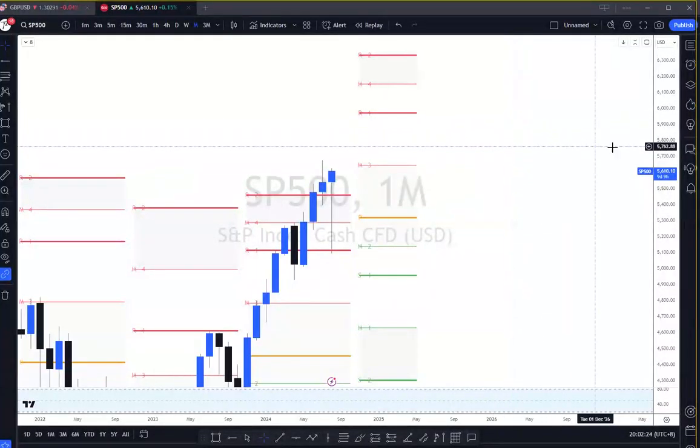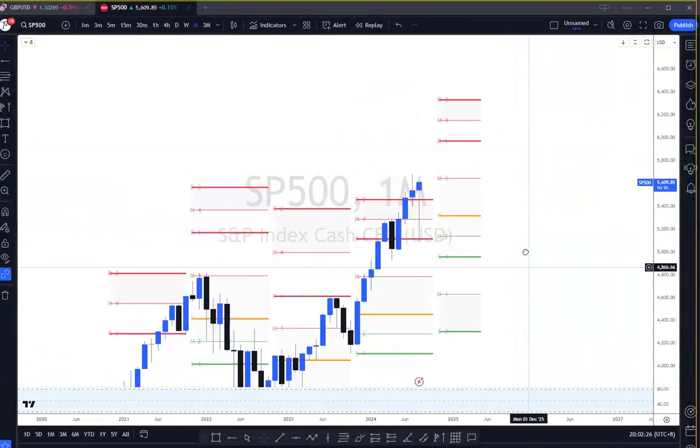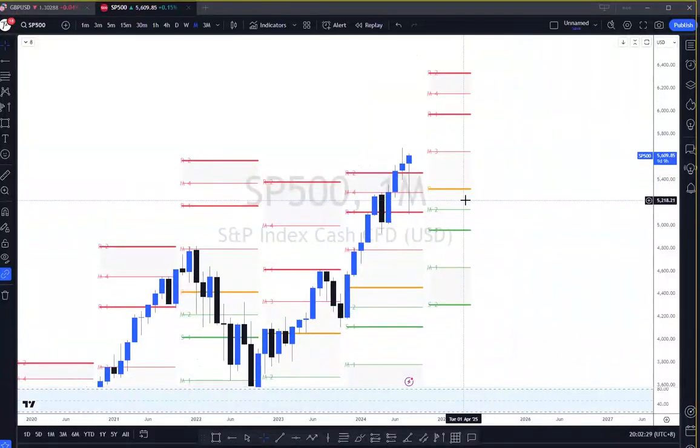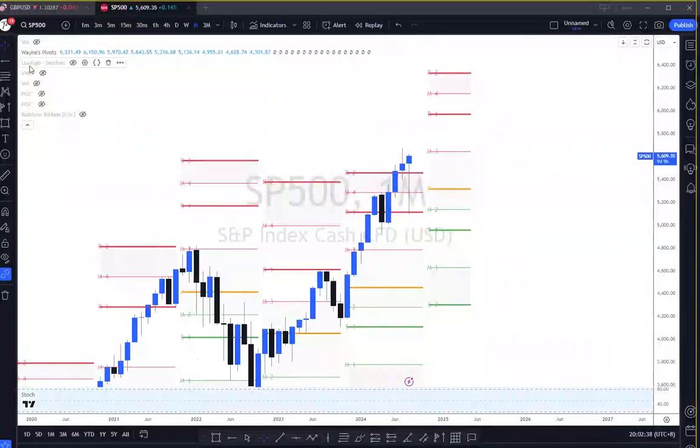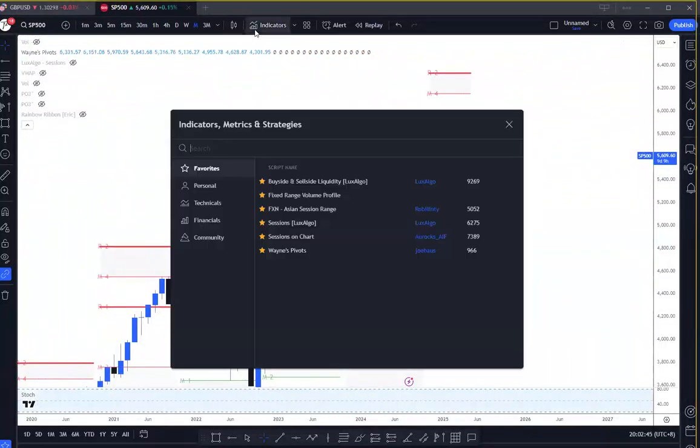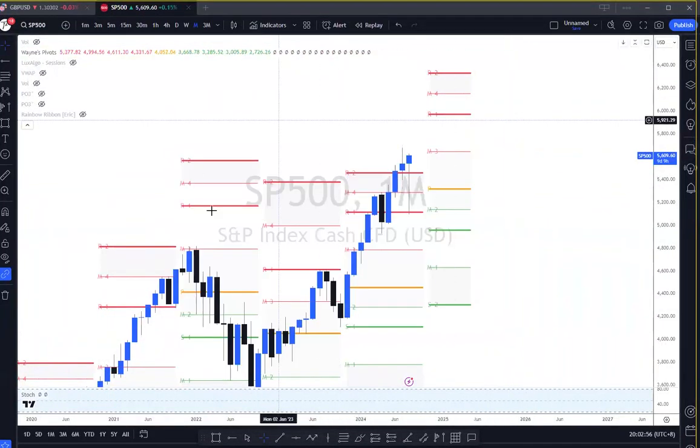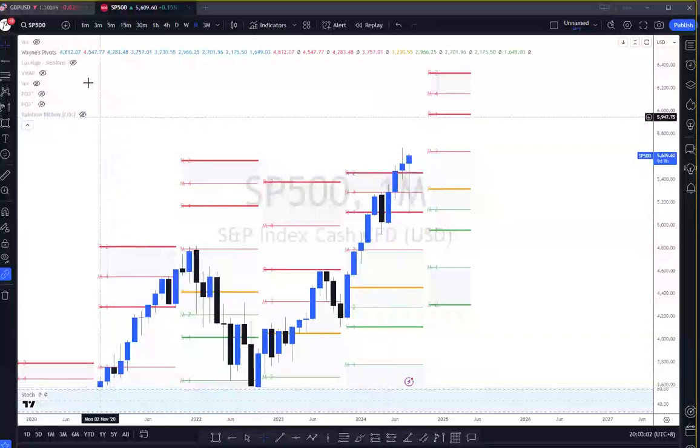Okay, so as always, we always start off with the higher time frame analysis. This is the first time this month that we are doing S&P 500, but the analysis is no different whether at the start of the month or at this point in time. The indicator that we're using is the Wayne's pivot. So if you click on your indicators at the top, you will be able to search for Wayne's pivot, right? And once you've added it in, let's start off with the higher time frame.